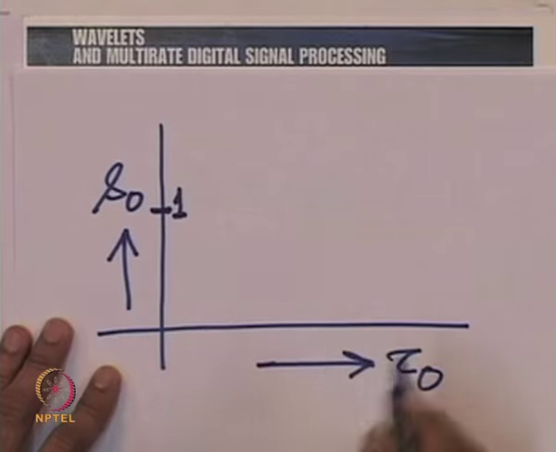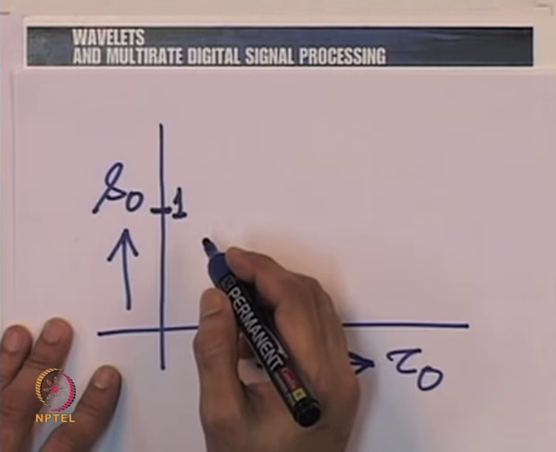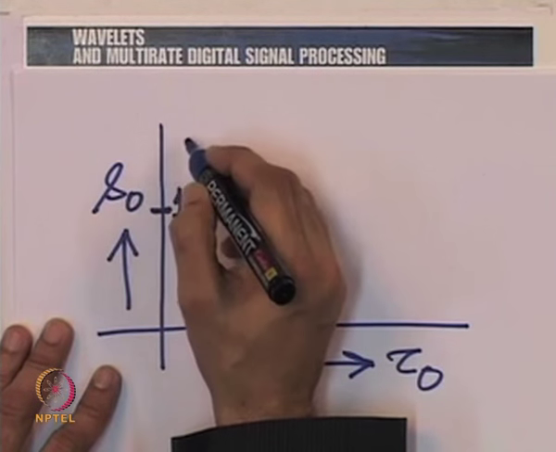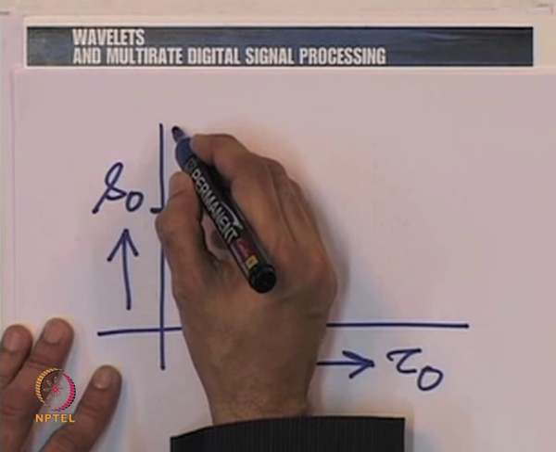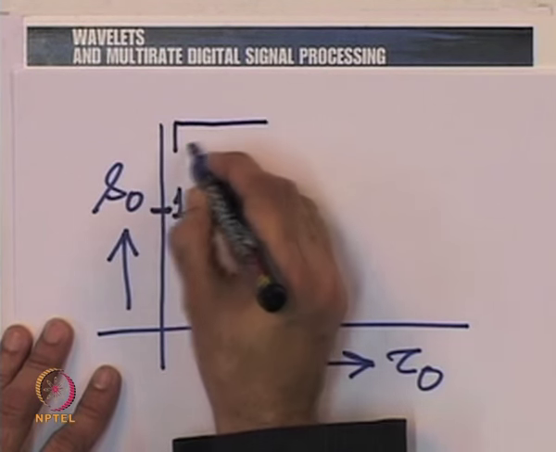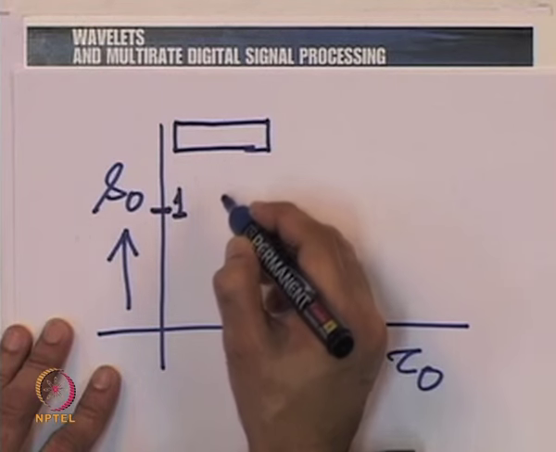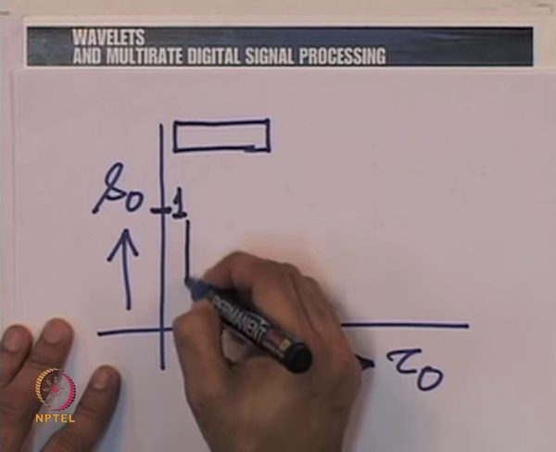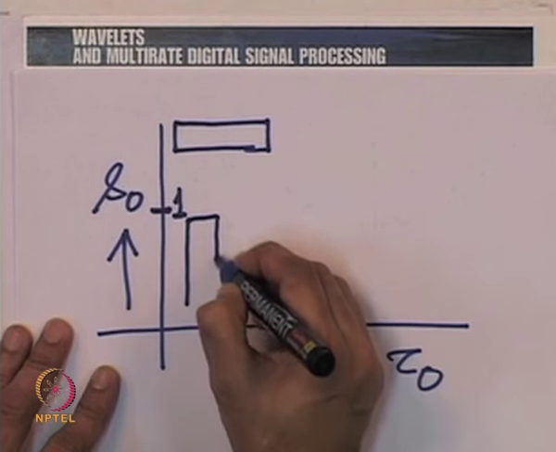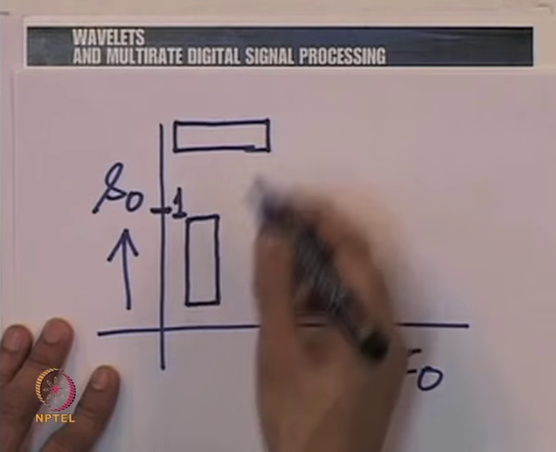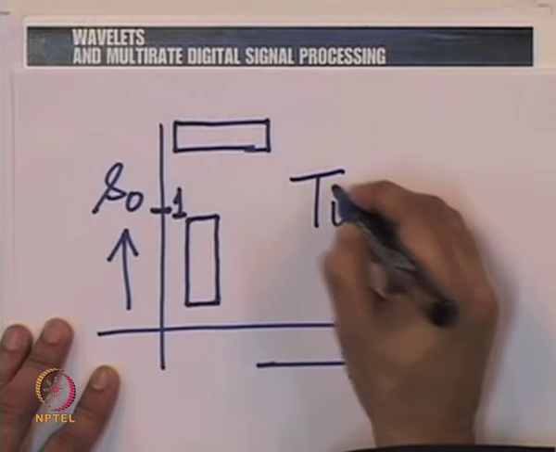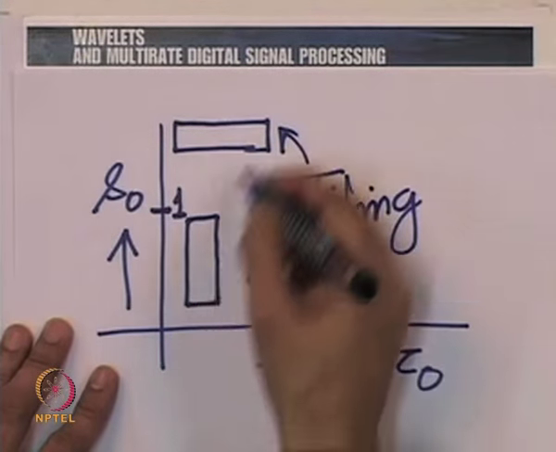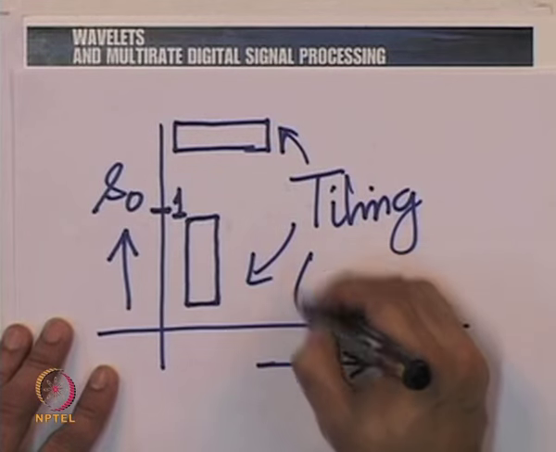And in the time frequency plane, what we are doing is effectively something like this. You see, for S naught greater than 1, we contract in frequency but expand correspondingly in time, proportionally, keeping the area the same. And when S naught is less than 1, we have expanded in frequency but contracted in time, keeping the area the same. So, this is the kind of tiling that we have. And you must visualize this as happening continuously.